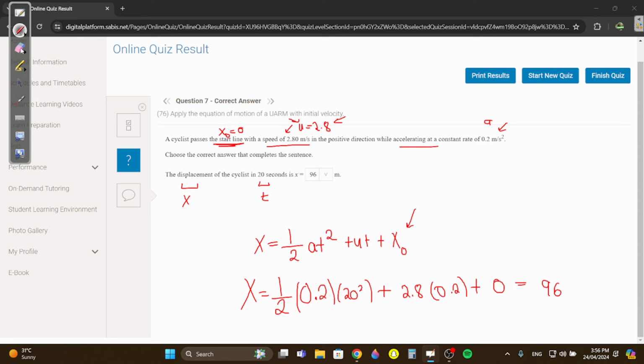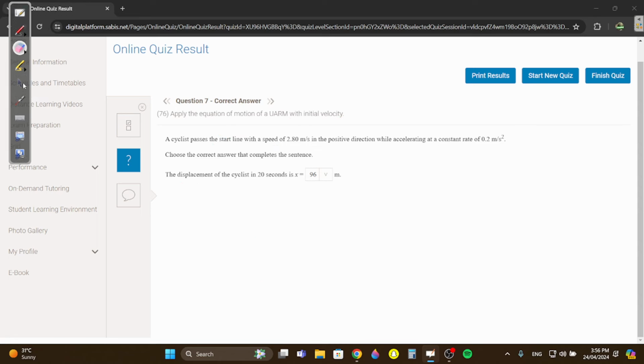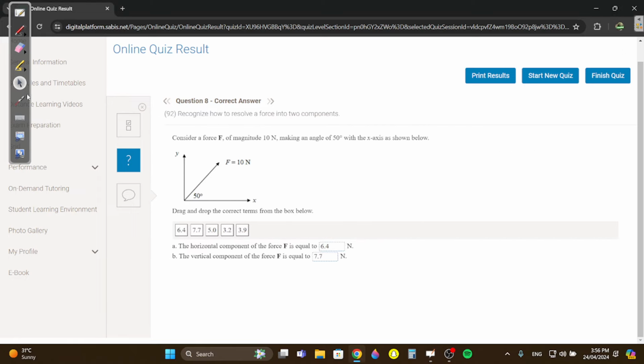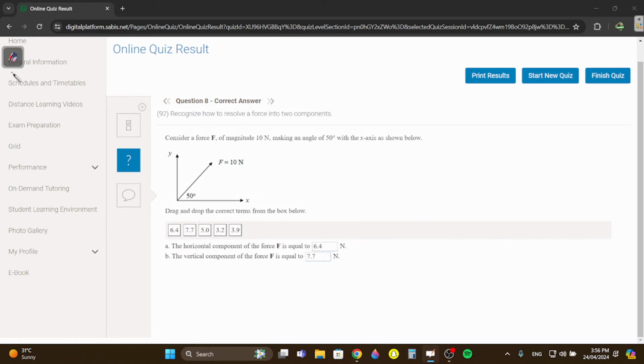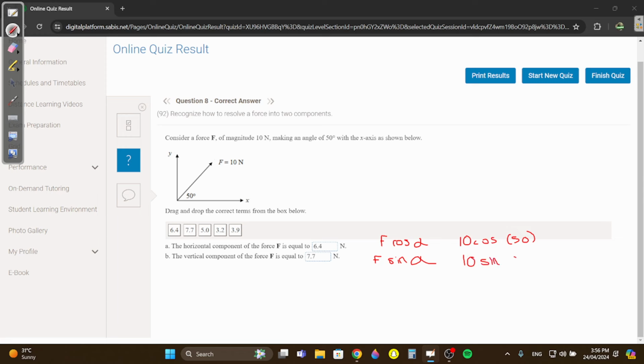Okay, question 8. The horizontal component of force F. If you want the horizontal, remember you do F cosine alpha. Okay, but if you want the vertical, you do F sine alpha. Okay, so in this case, it's going to be 10 cosine 50 for the horizontal and 10 sine 50 for the vertical. And you're going to get 6.4 and 7.7.